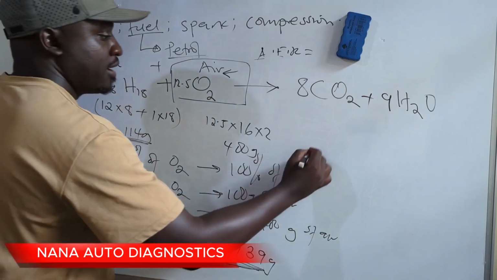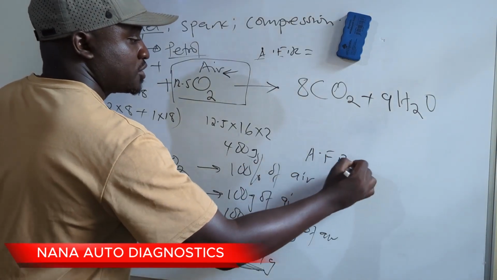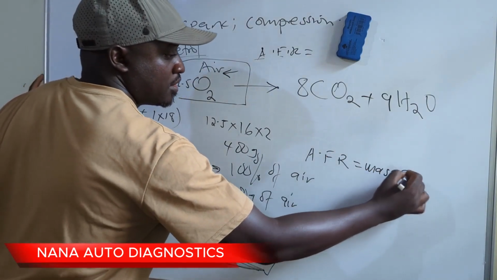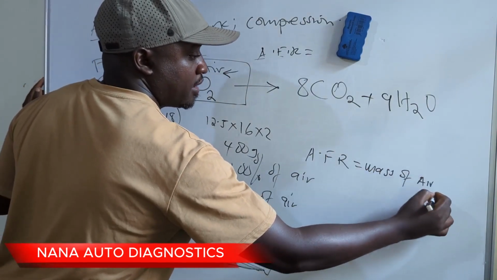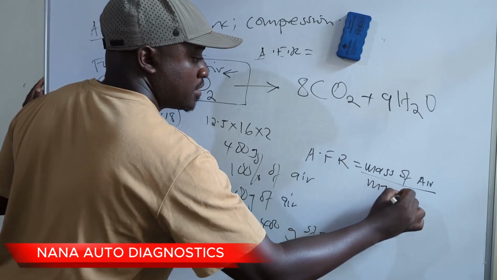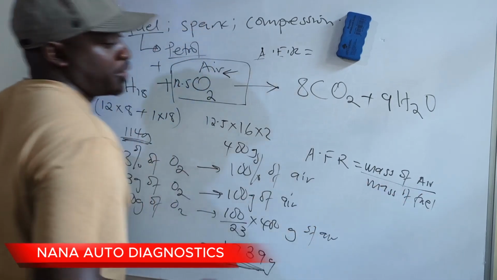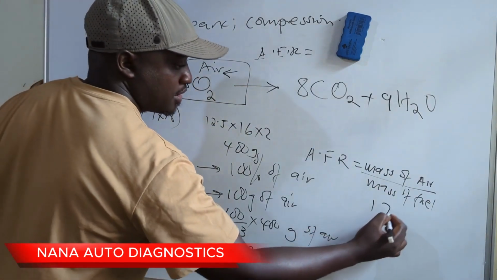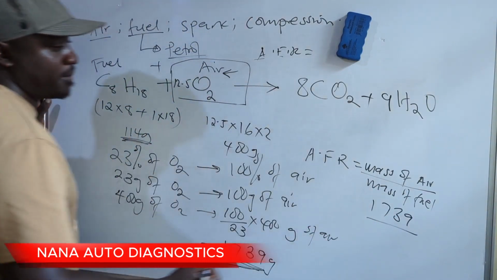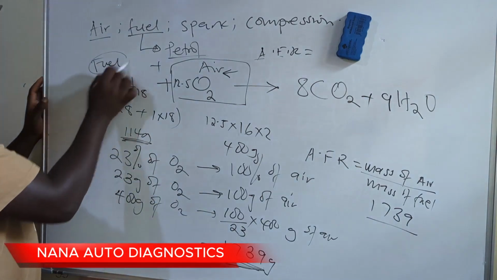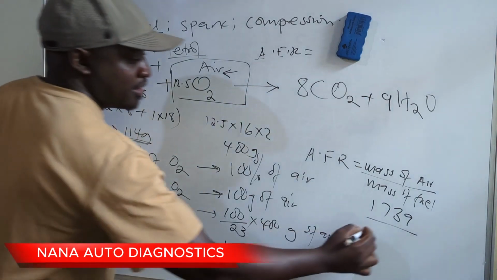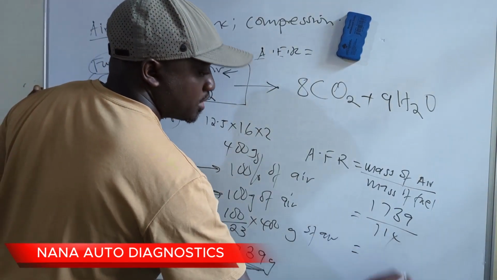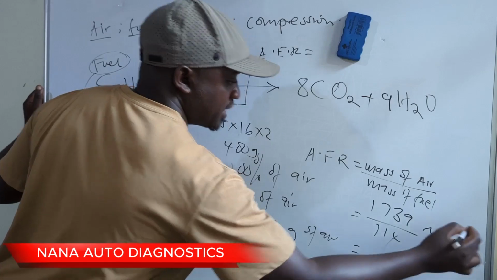So what we are looking for is the ratio of this mass to this mass. So the air-fuel ratio will be the mass of the air to the mass of fuel. So the mass of air in this case is 1739, and the mass of fuel, remember our fuel here, is 114. When we get this ratio, it will be around 15.